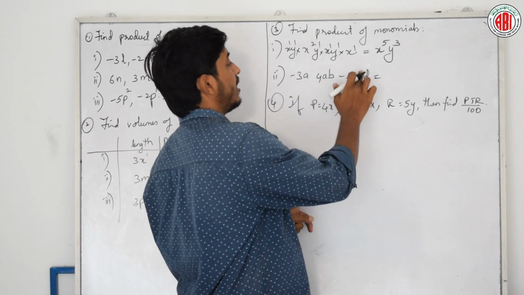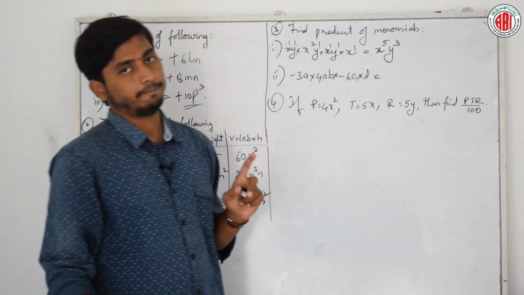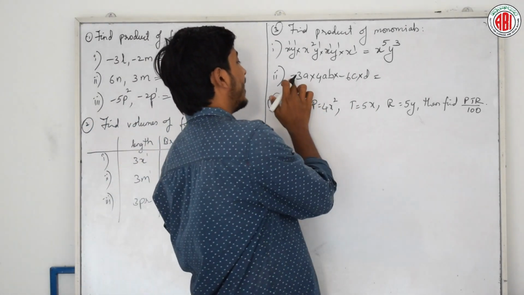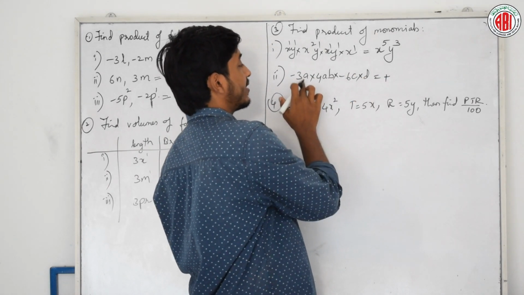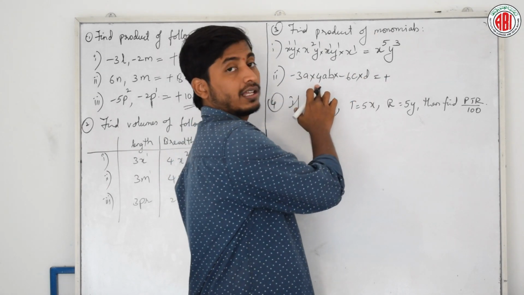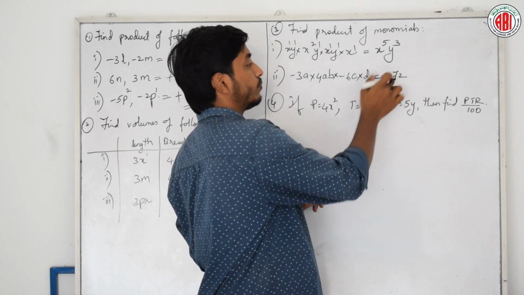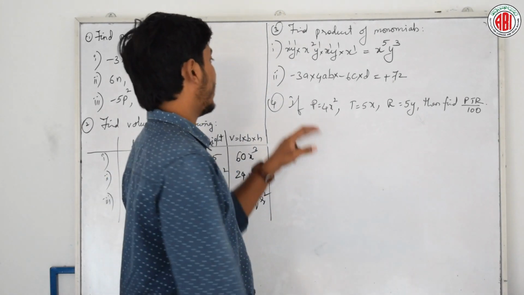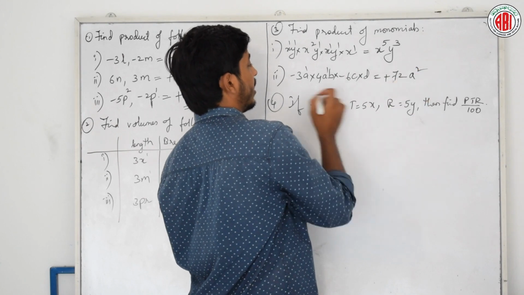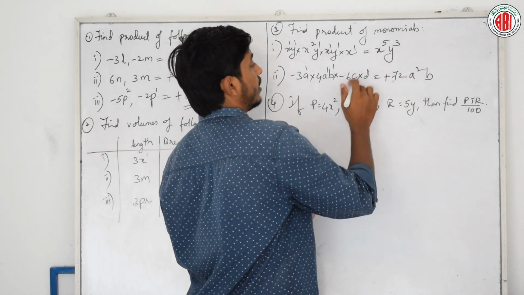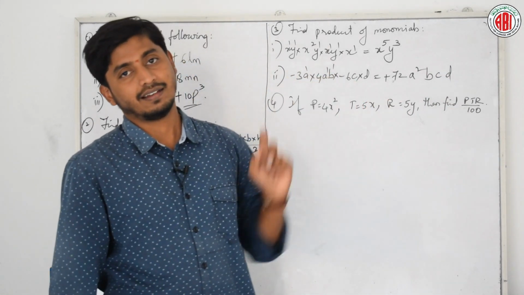3a, 4ab, 6c and d. Now let us multiply the negative signs, minus into minus, plus, and the next constants, 3 4s are 12, 12 6s are 72. And the next variables, 1a, 2a, that is a square, b is 1, c is also 1, d is also 1. This is my answer.